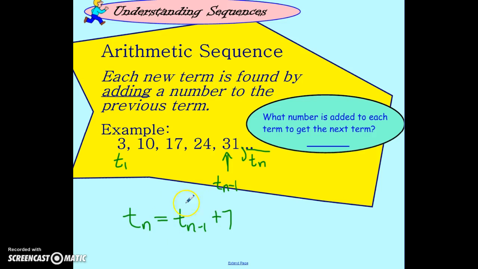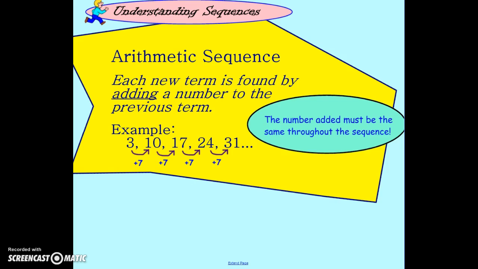So you would take the previous term, which is 31, so I'd have 31 plus 7. So my next term would be 38. And this is just showing us that we're adding 7 for each one.